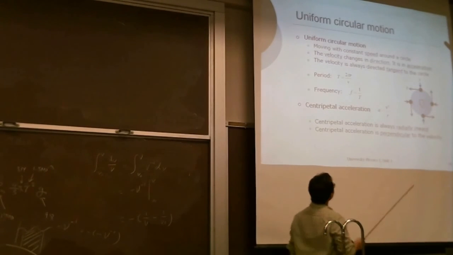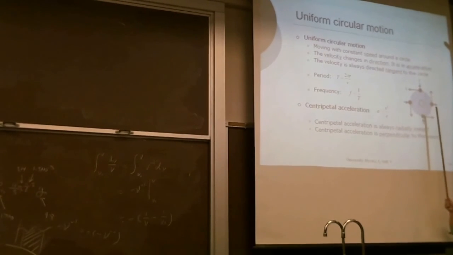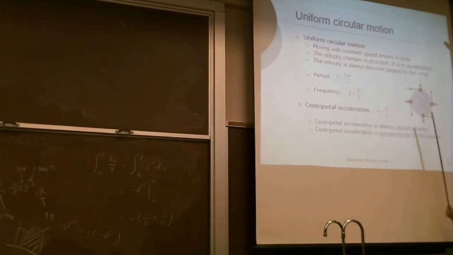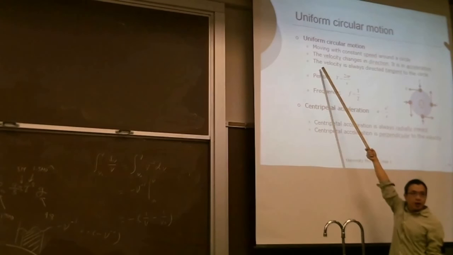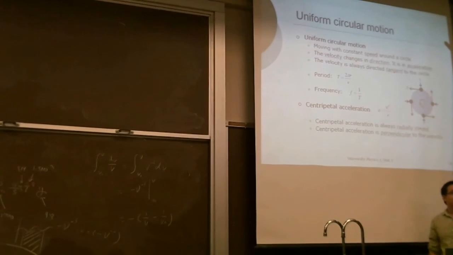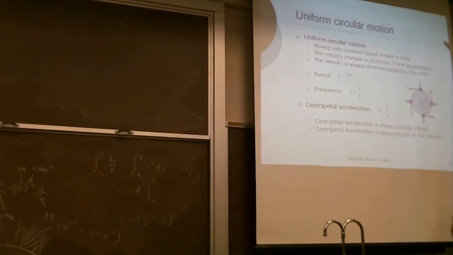Uniform circular motion is moving with a constant speed around a circle. The reason I want to ask you those questions is to avoid some misconception. The common misconception is that because it's called uniform, and the speed is constant, you may tend to think that there is no acceleration. But for any circular motion, you do have non-zero acceleration.